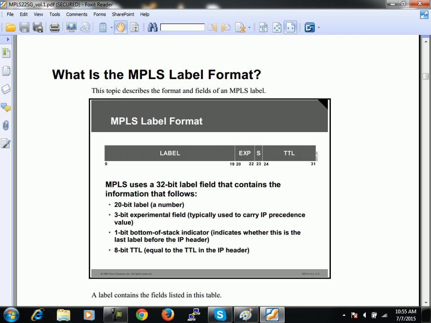Then next 3 bits are known as experimental bits, which will be used for quality of service. This is like IP precedence values inside the IP header. These experimental bits are the same as IP precedence values in the IP header. Like for TOS, we were having 8 bits. Out of those 8 bits, 3 bits were reserved for IP precedence. In the same manner over here, we are having 3 bits as experimental bits, and these 3 bits will be used for quality of service only.